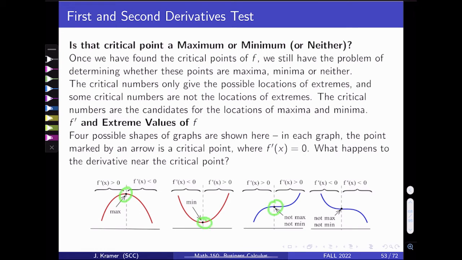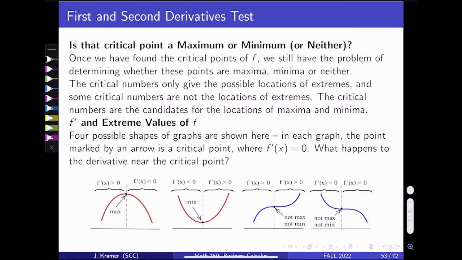That's the critical number. In the first case it results in a maximum because to the left of the critical point or critical number, the first derivative is positive, and to the right, the first derivative is negative. Remember, the first derivative relates to the slopes of the tangent lines to the curve.